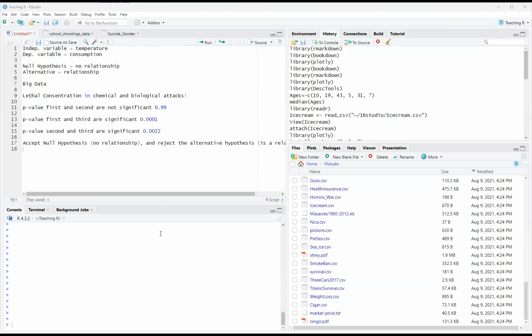But the question is, anyone can say it, right? Hey, this is a national security threat. Hey, climate change is happening. Glaciers are melting. How do you test it? See, this is where the real research comes in. How do you test it? And that's what we're going to do with our sea ice data set.